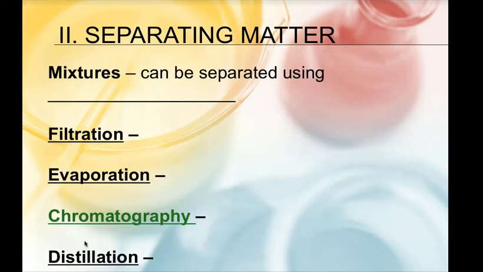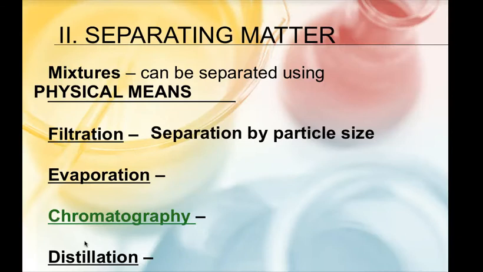So let's just quickly run through. Mixtures can be separated using physical means, and here are four of the most common physical means of separating mixtures. We did this in a lab. Filtration: we had a mixture of sand and water. If you pour that mixture through the filter, the sand will get trapped in the filter.